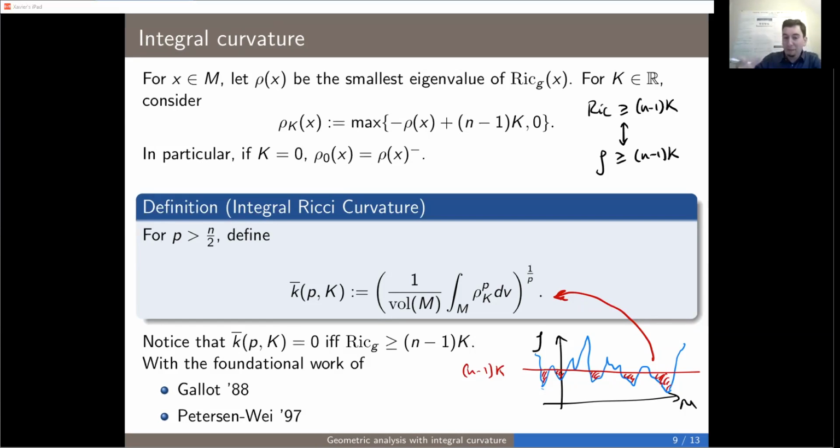Okay, so as I said, once you have volume comparison, that's a very big deal, because suddenly you can do analysis. Volume comparison is fundamental for doing analysis in general.